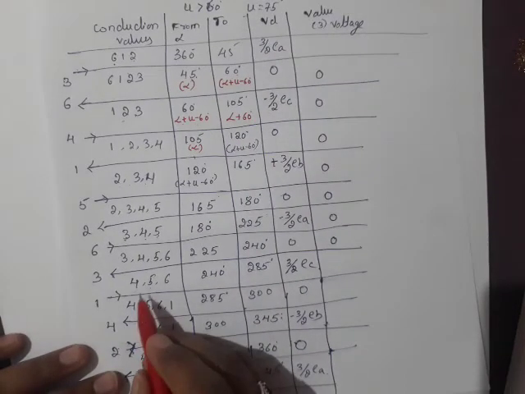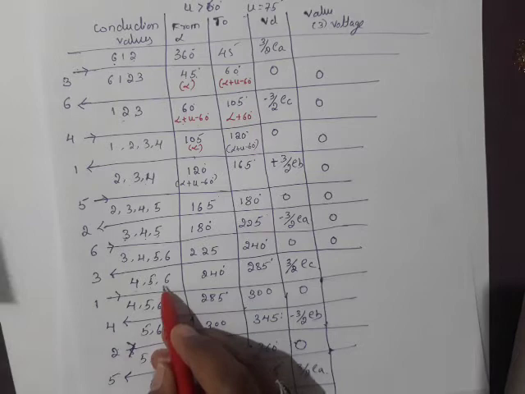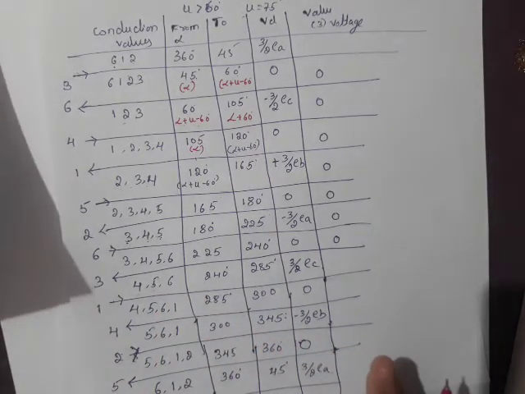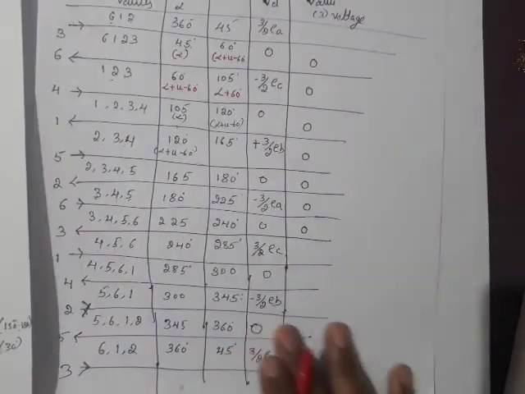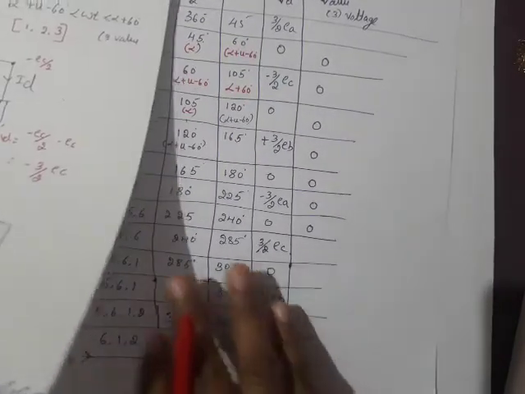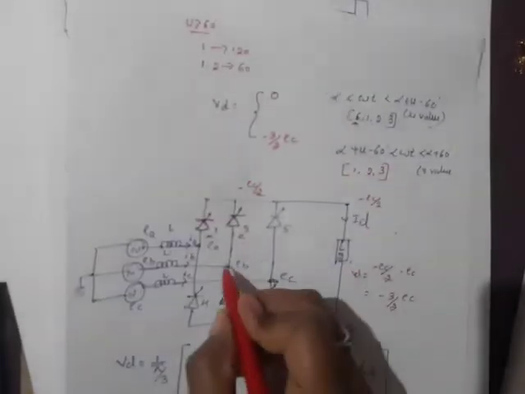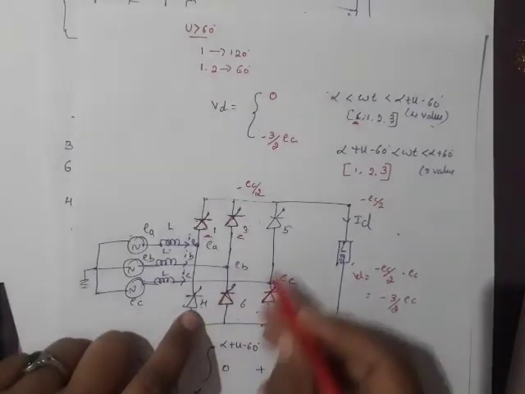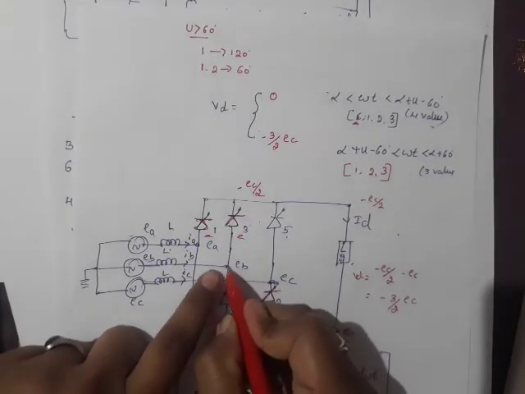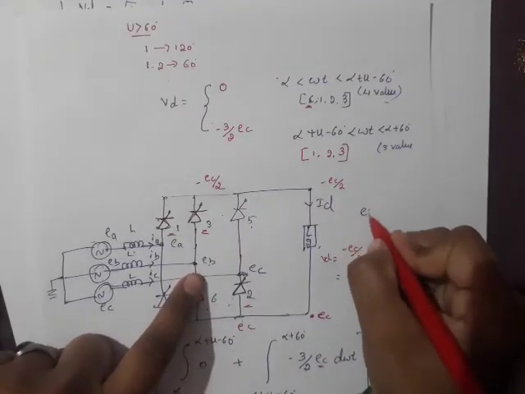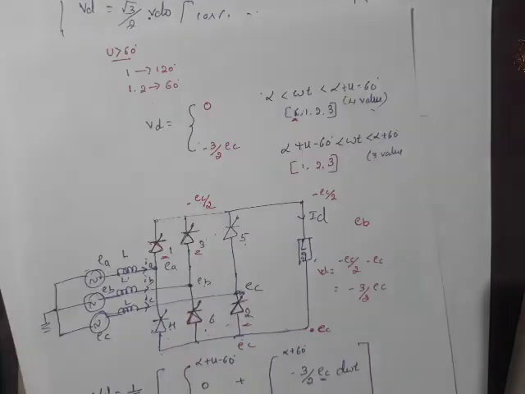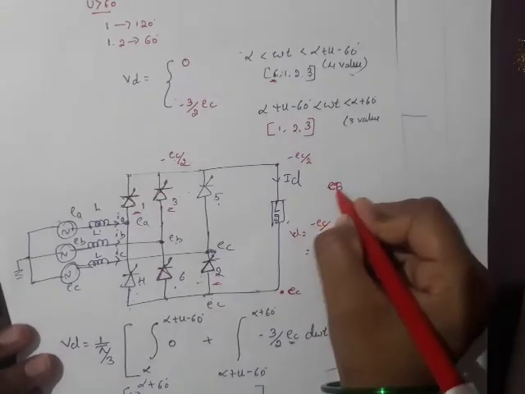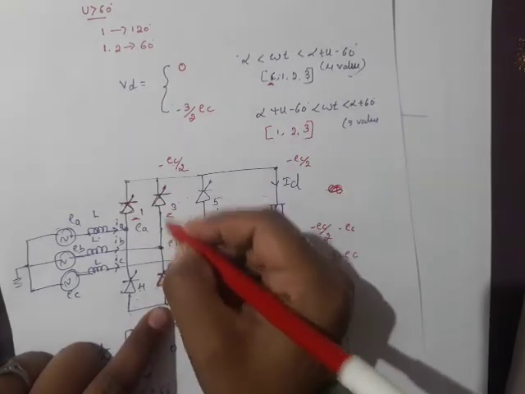It's just like when 4, 5, 6 is conducting, what is the valve voltage? Actually, we have already seen that valve voltage is opposite to the output voltage, but we'll verify whether it is going to happen or not. Which are the valves conducting? 4, 5, 6. So here this voltage is EB. Always it is EB, when 6 is also conducting, so we cannot take it as EB since 6 is conducting.